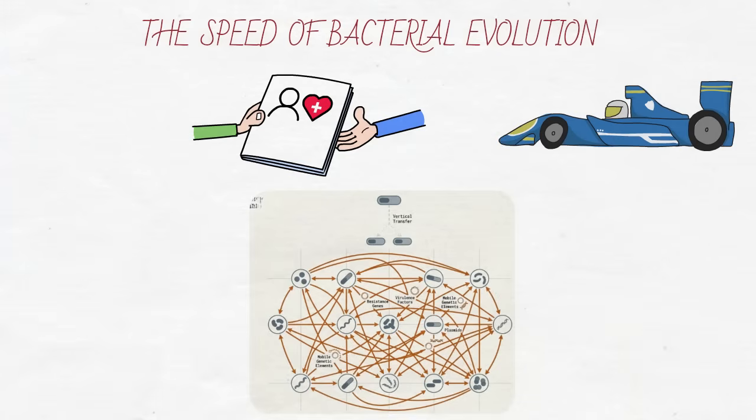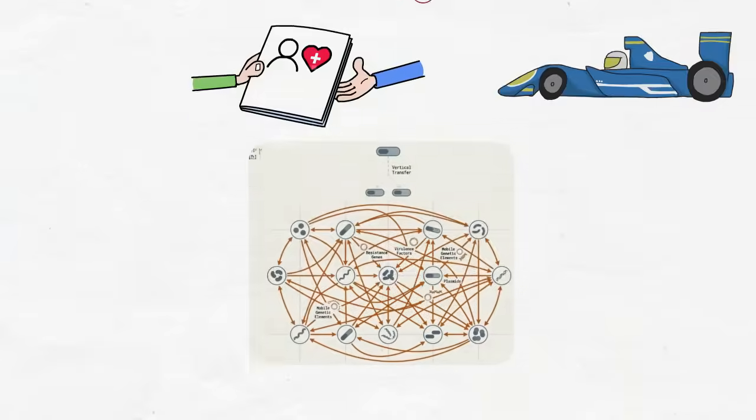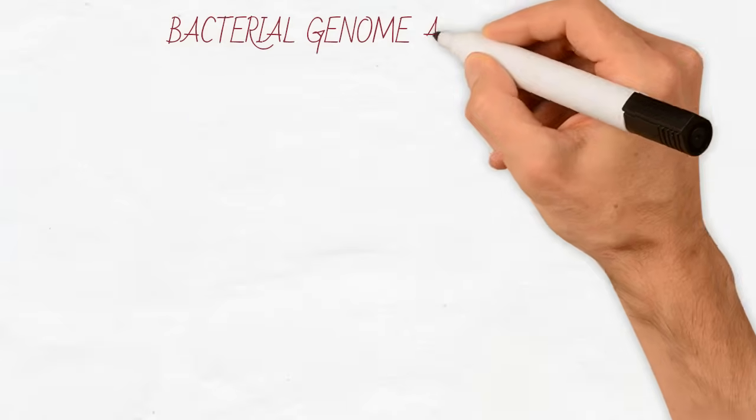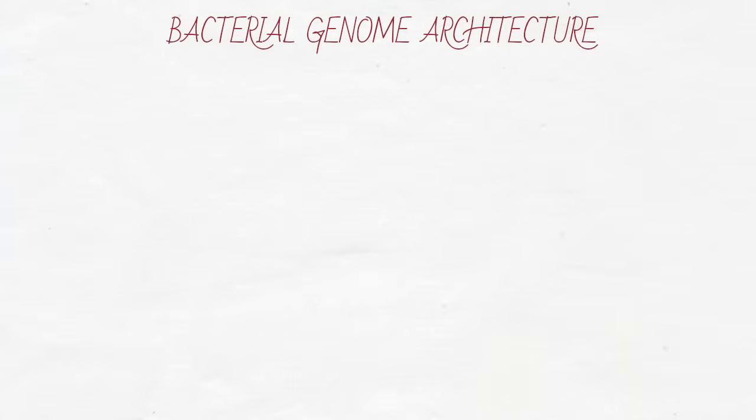But before we understand how bacteria share genetic information, we first need to understand what they're sharing. And to appreciate that speed, we have to look at their infrastructure. The bacterial genome is a masterpiece of compact design, built for hyper-efficiency. Bacterial genome architecture. Let's unpack this compact architecture.